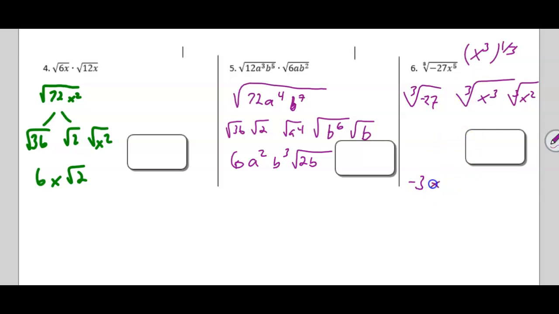Right here, that's just x. And then the cube root of x squared is the cube root of x squared. So there's our final answer right there. Now I've got a couple problems I want you to try.